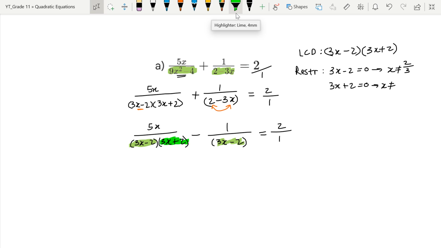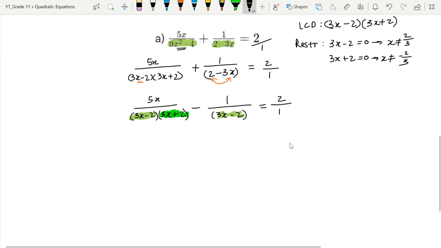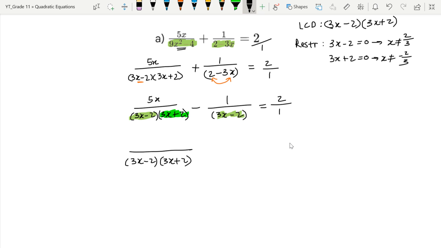And x cannot be negative 2 over 3. So the worst is over. We found our LCD and we found our restrictions. Now, let's just be mindful about our signs. Let's focus, write all our steps if we make the denominators the same. That one is obviously already the common denominator, so that just stays what it is.